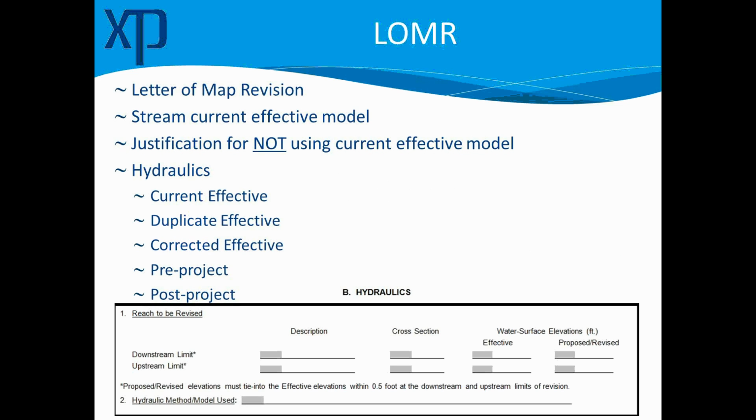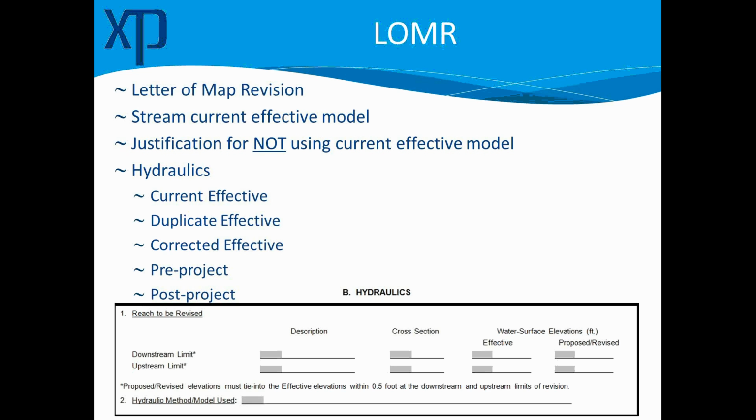We have, of course, a couple of clips here from the LoMR MT2 forum, but more importantly, just some details. We're launching on a letter of map revision. The stream has a current effective model. If it doesn't, or it's not been studied, or it's not in the NFIP, then there's nothing to compare to. And perhaps it's easy to add a stream with XP or some other model in the NFIP.